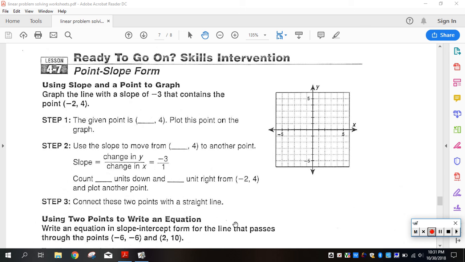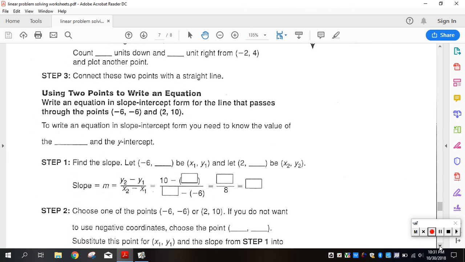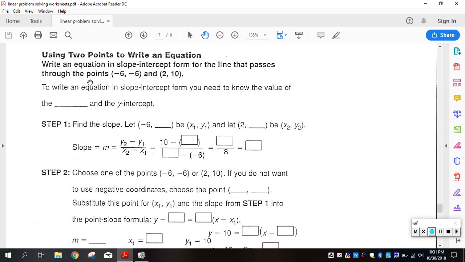So fairly straightforward. If they give you the slope and a point, you can graph the point first and then use the slope. The next problem asks you to write an equation. It says write an equation in slope-intercept form for the line that passes through the points (-6, -6) and (2, 10).